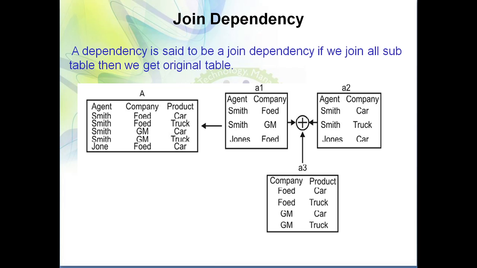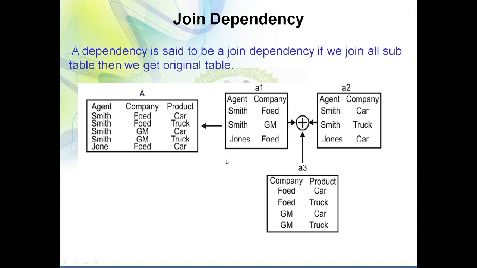You can identify whether join dependency is present in the table or not: suppose you are dividing this table into a number of sub tables, and after joining all these sub tables, suppose you are getting the original table back, then you can say that there exists join dependency. So what I will do here: A1 joins with A2 and then it will join with A3. Suppose I am getting the original table, that means there exists join dependency.